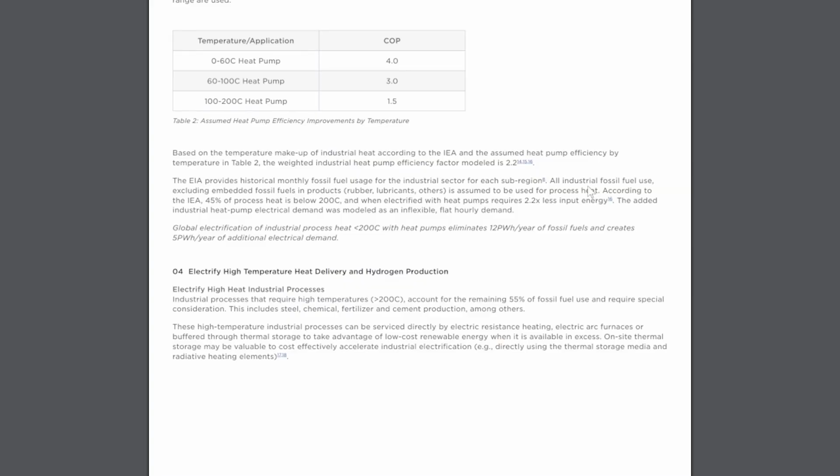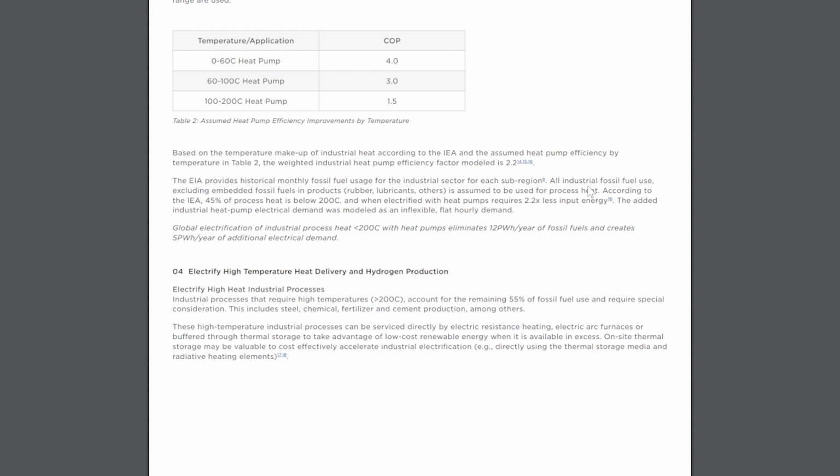So it will make sense to use heat pumps for these higher energy demands, such as commercial applications, which is number 4 here. Electrify high temperature heat delivery and hydrogen production. So this is a very energy intense process, and it's further down the line, I would say, in this plan to transition to the new energy economy of sustainable energy. But once we have that abundance, we'll be able to cost effectively power these types of systems.